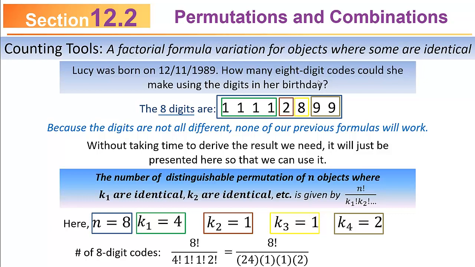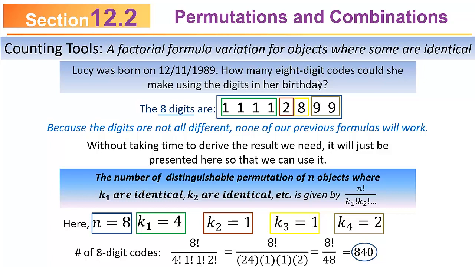Well, 4 factorial is 24. We've done it before, but you can punch it out on the calculator. 1 factorial is 1, and 2 factorial is 2 times 1, which is 2. So you get 8 factorial over 24 times 1 times 1 times 2, which is 48. And if you finish out the calculation, you'll find out that there are 840. So there are 840 different 8-digit codes that you could make using the digits in Lucy's birthday.